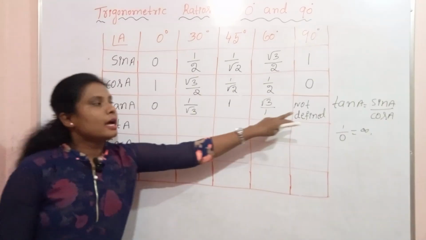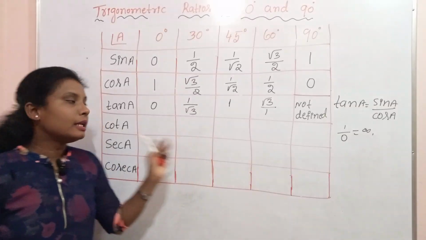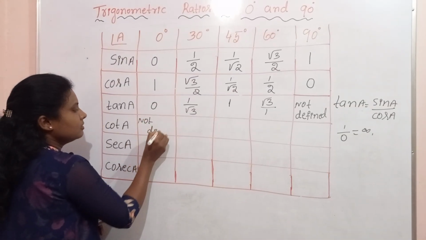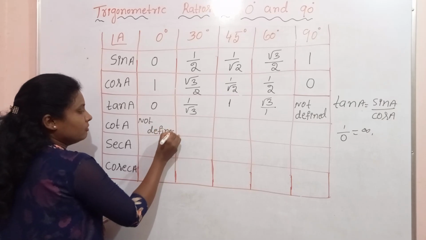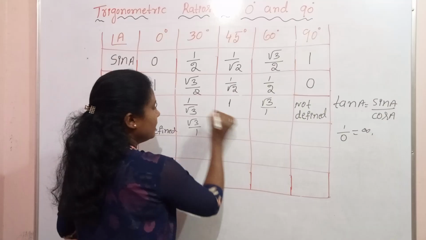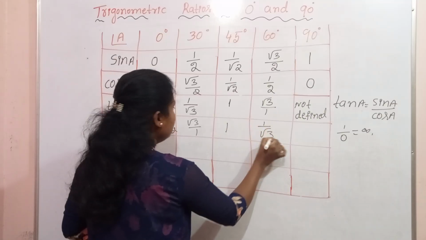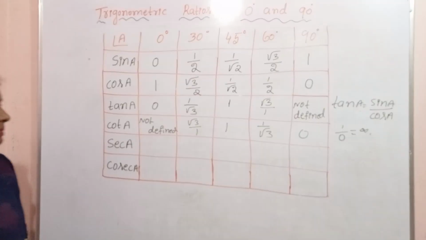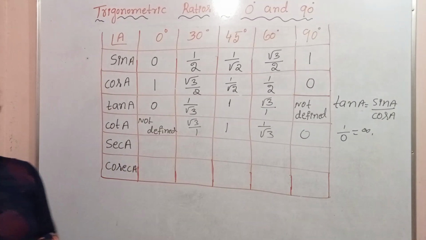Next, tan A we wrote. Then tan A reverse is cot A. Not defined. So you will write this only. Then root 3 by 1. 1 as it is, 1 by root 3 and 0. It's very simple. Then secant A.